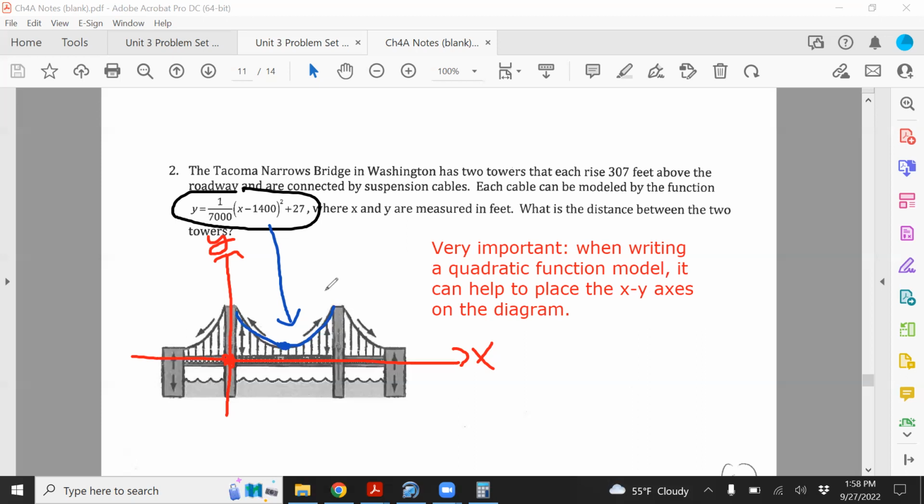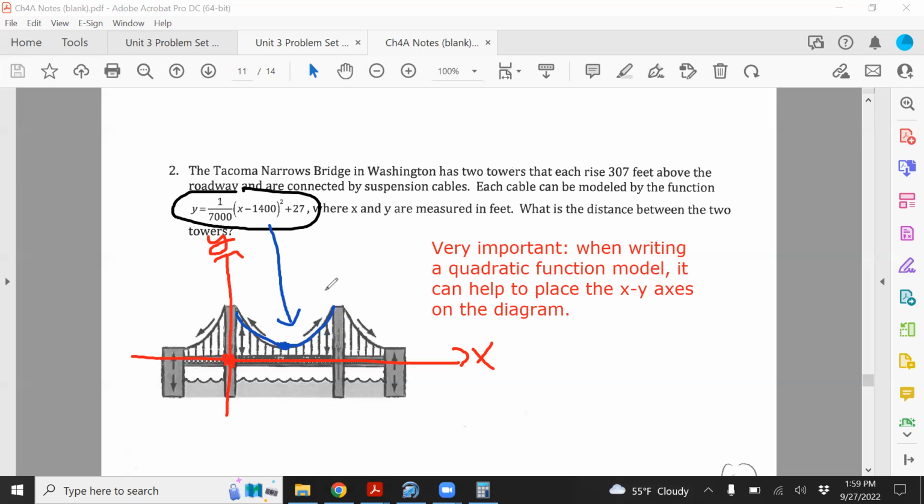Now, by putting an XY axis on this diagram, I put the origin right here, at the base of the tower. Then it's pretty clear that this has to be 1400. Why would I say that's 1400? Is this the vertex, the low point? Yep. So that has to be at 1400 if that's 0. And why is that 27? Because it's 27 off the ground, or off the platform of the bridge. So what you want to do is put XY axes on the diagram. That way you can easily compare this equation to this cable here.